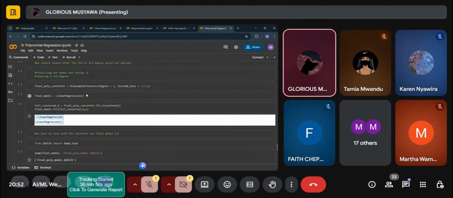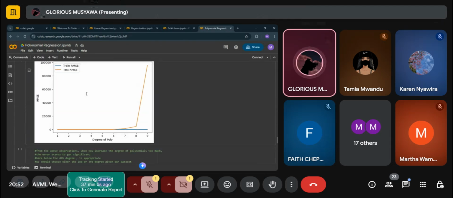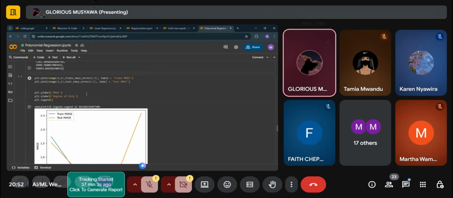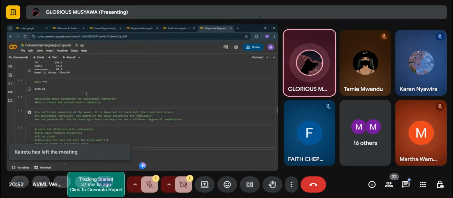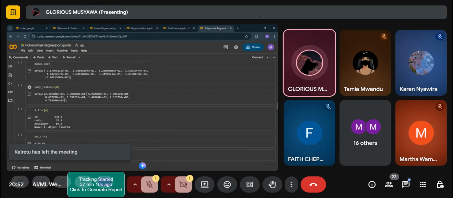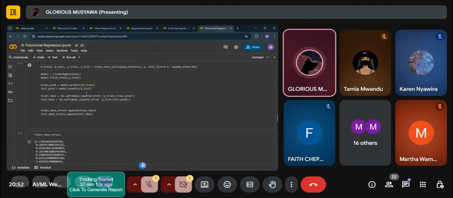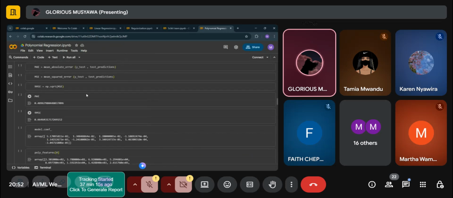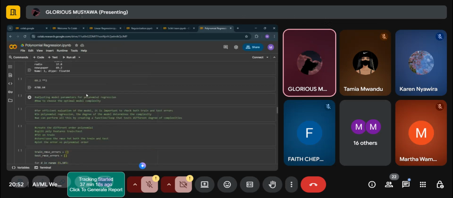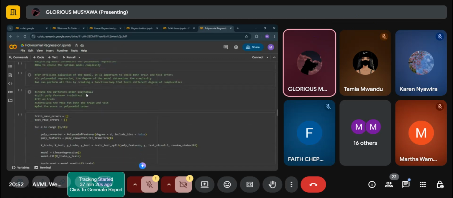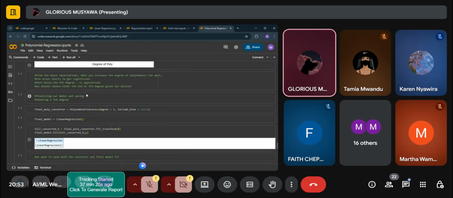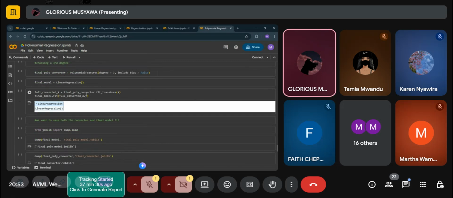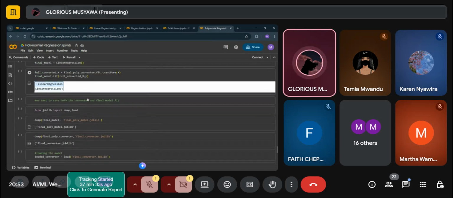So why did they even save this model? I think it's somewhere here. Oh God, I don't even know.